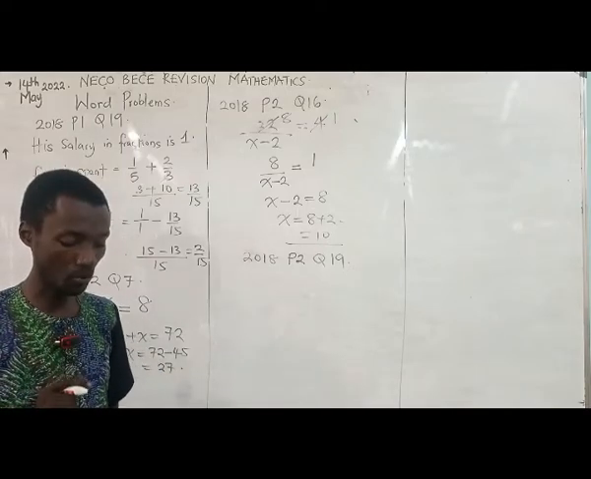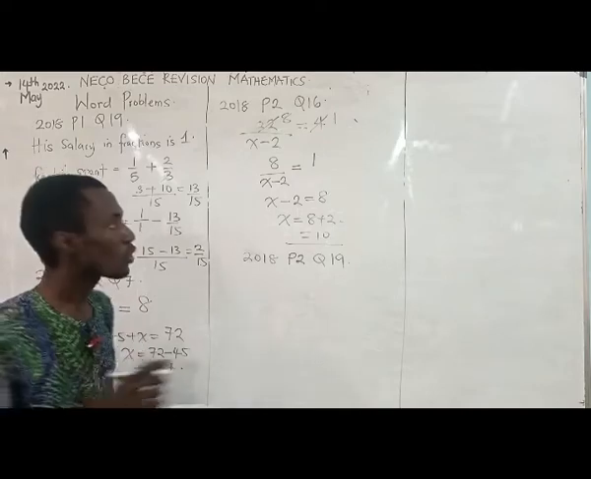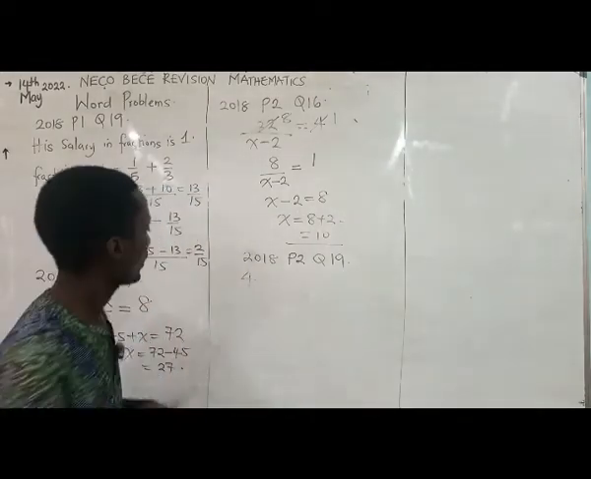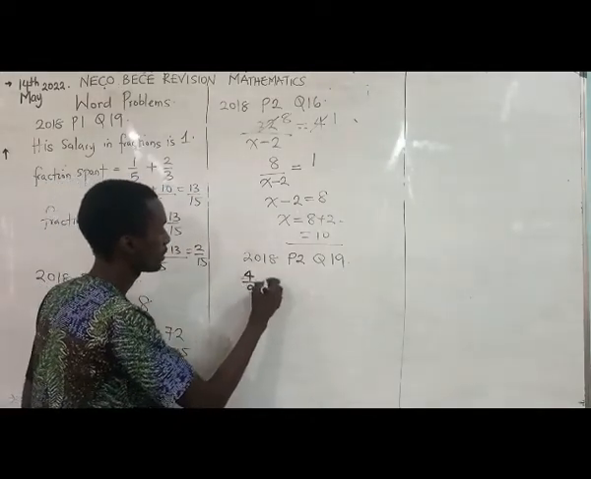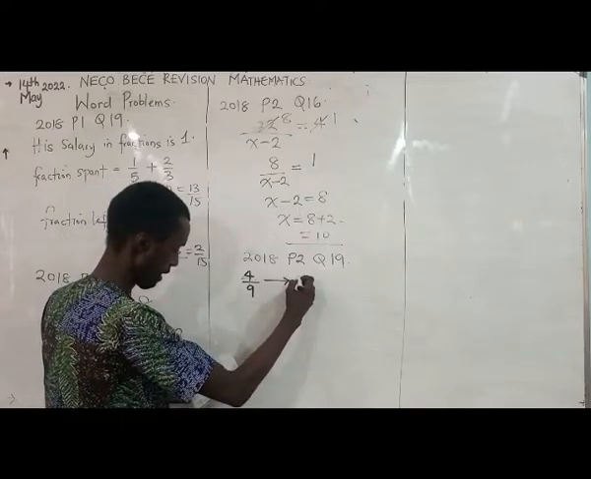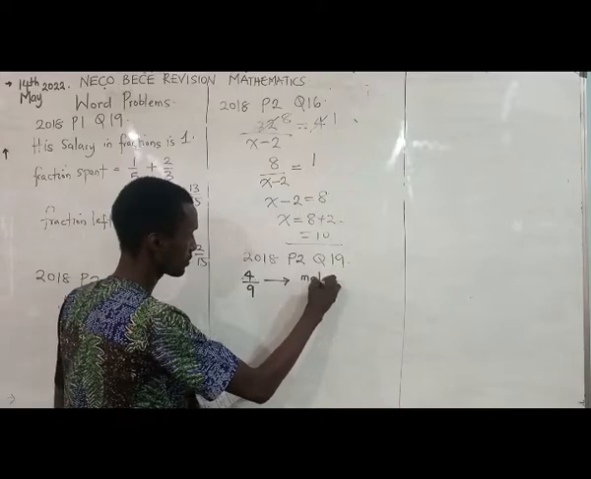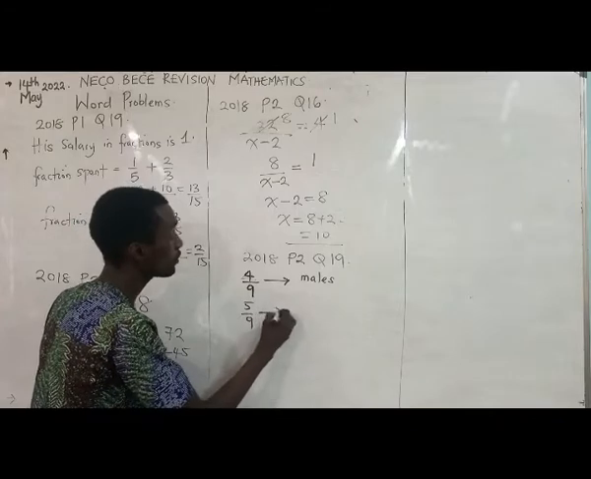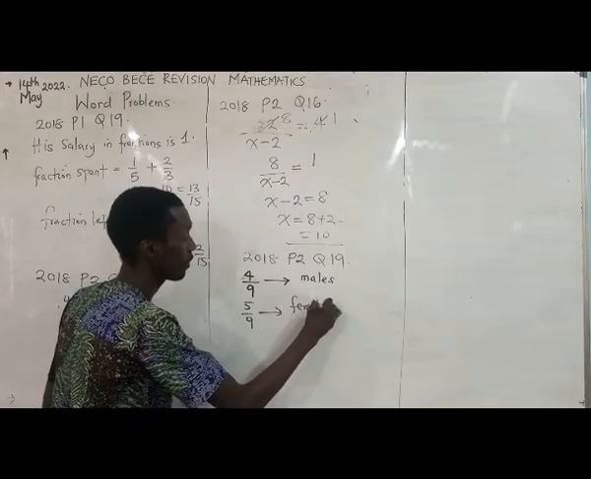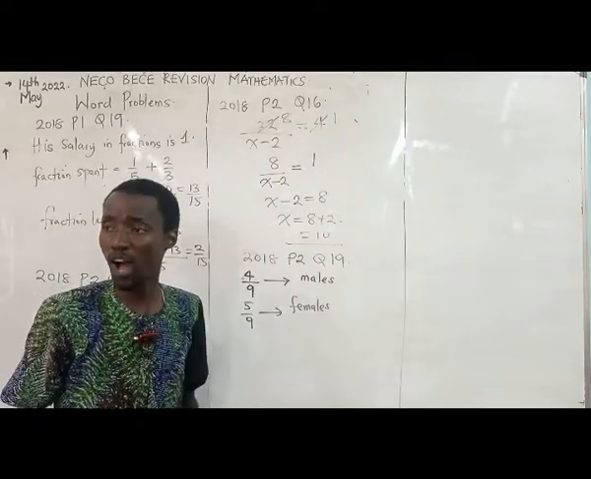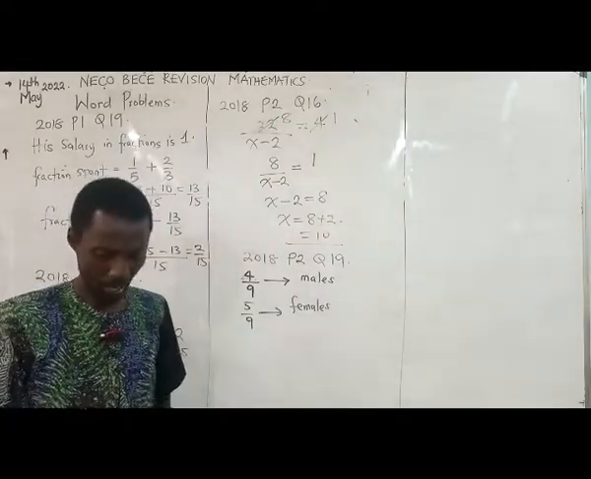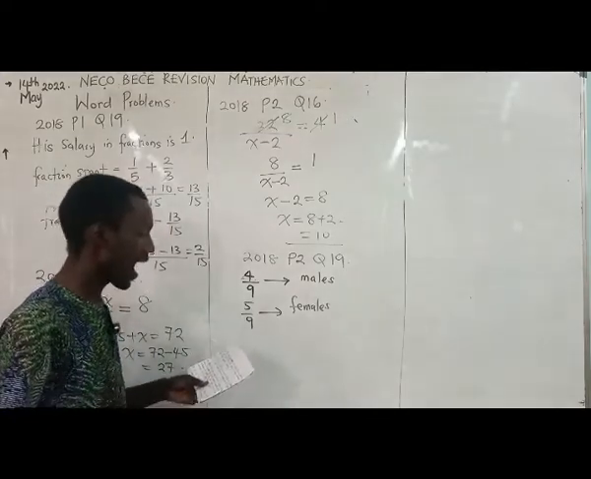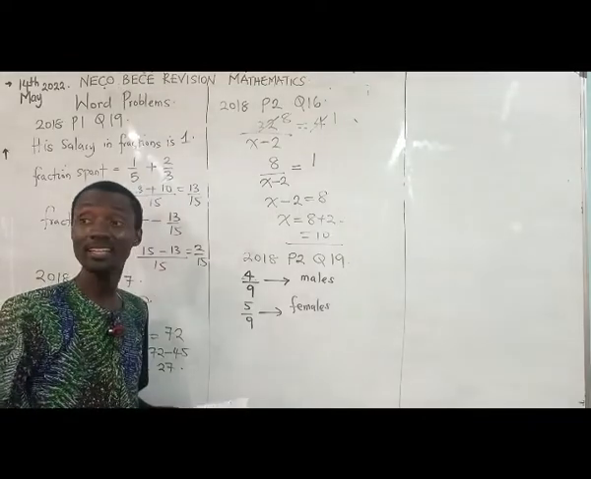4 over 9 of the spectators are males. So if 4 over 9, let's switch. If 4 over 9 will give me males, it would imply that 5 over 9 will be females. How did I get that? 1 minus 4 over 9. So that will give me 5 over 9. Now, the number of females is given to be what? 200. How many spectators are there in the competition?